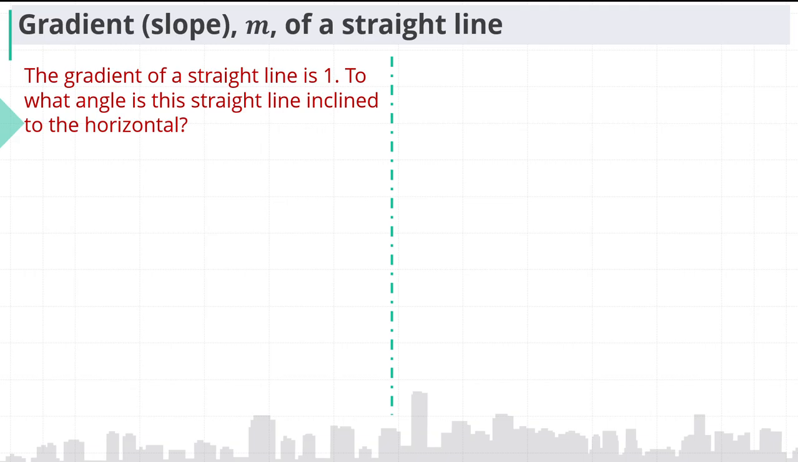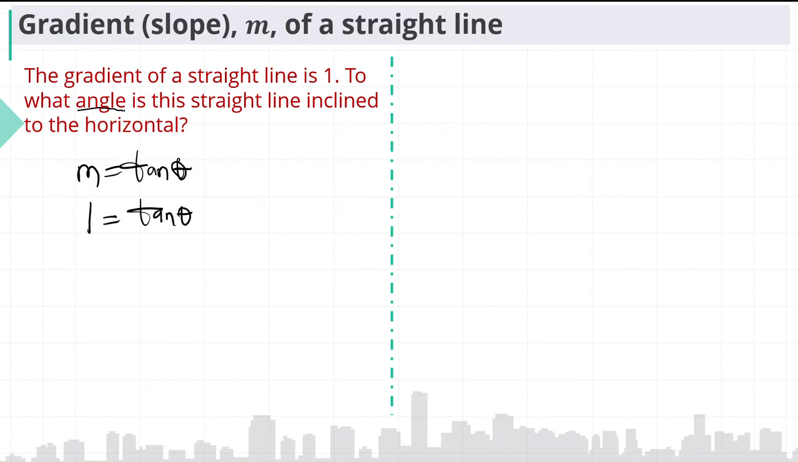Now we have here a first question. The gradient of a straight line is 1. To what angle is this straight line inclined to the horizontal? Gradient equals tan theta. Now the question says gradient is equal to 1. So we now have our definition this way.